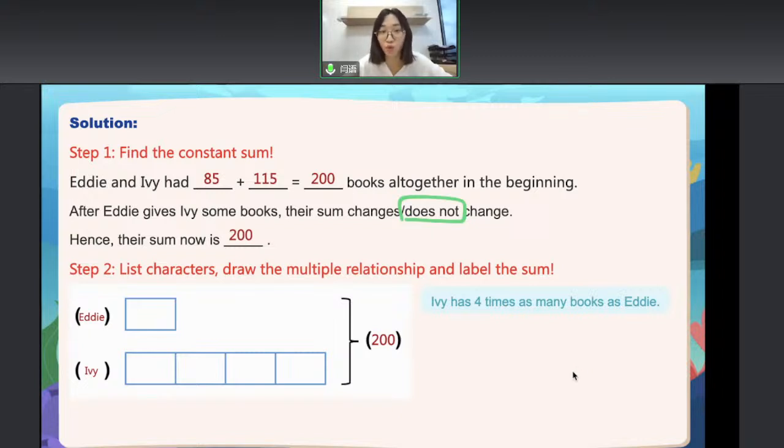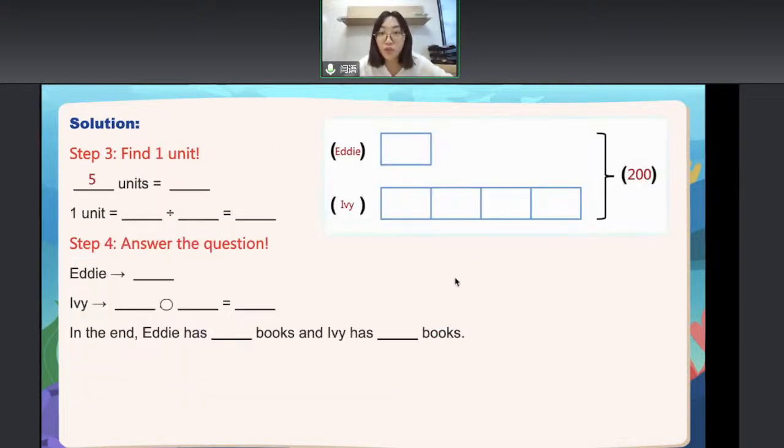How many units equal 200? Good job. 200 refers to the sum. For the units, you also need to add them together. Here, 5 units equal 200. So 1 unit equals 200 divided by 5. What is the answer? Yes, the answer should be 40.